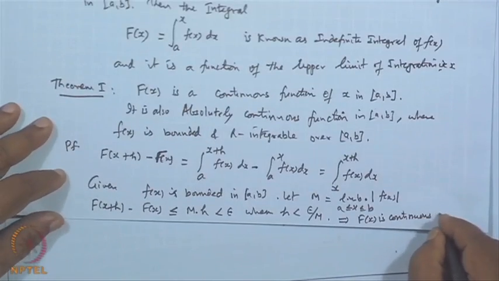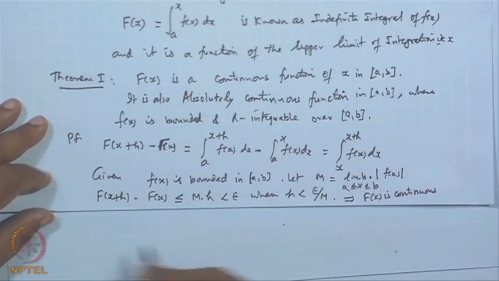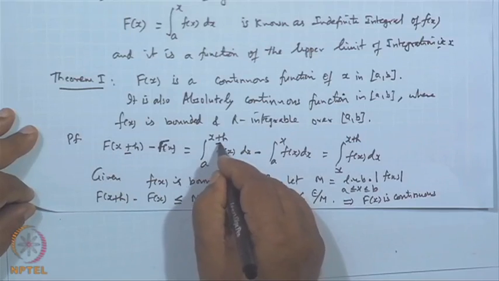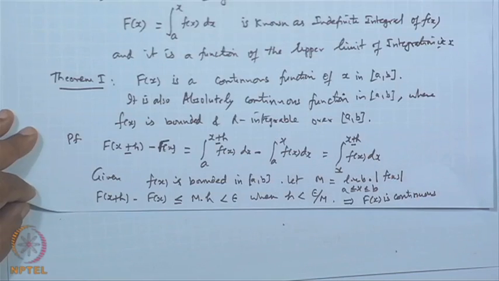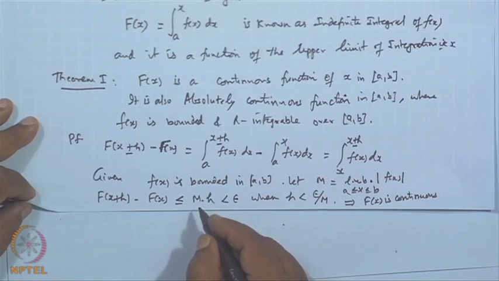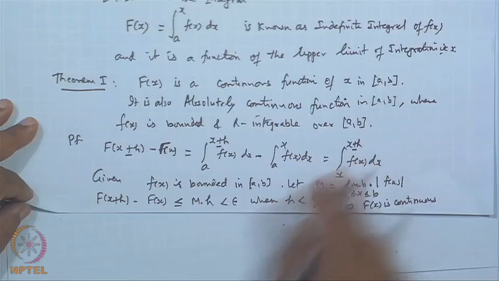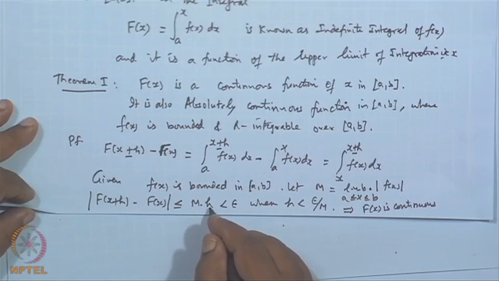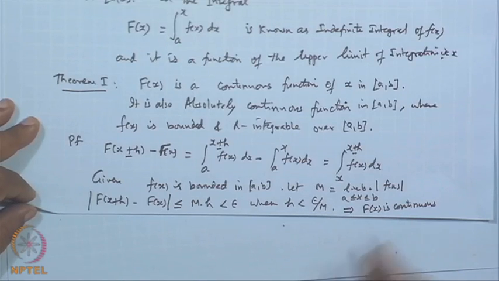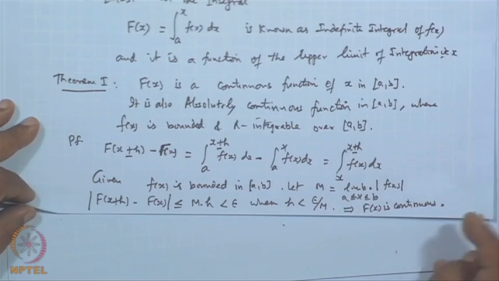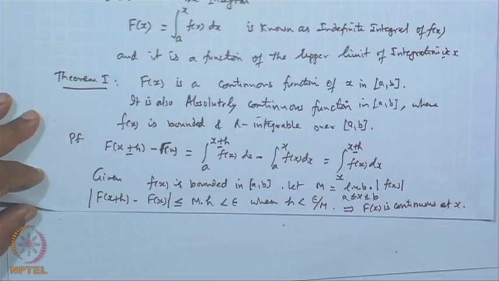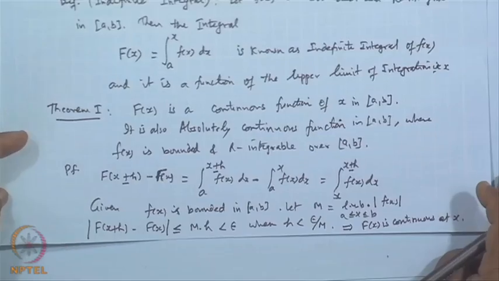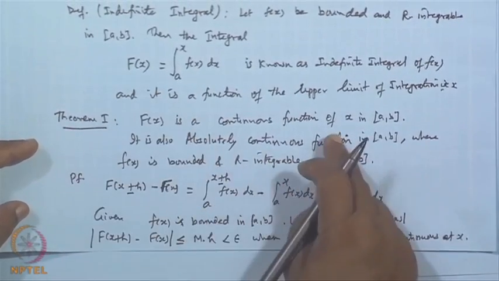So, continuous from the right, but the same result holds if I take x minus h. The difference will come only in this sign. When you take the modulus of this, there is no change, you will get M times h, which goes to zero. So, this is continuous at the point x, at any x in the interval [a, b]. So, this indefinite integral F(x) is a continuous function of x.